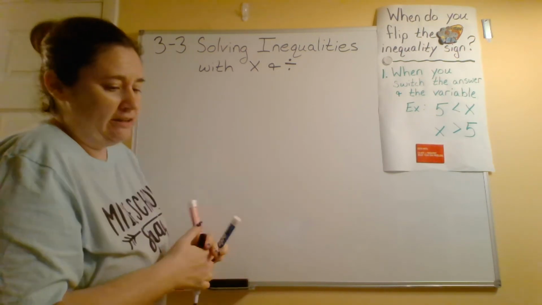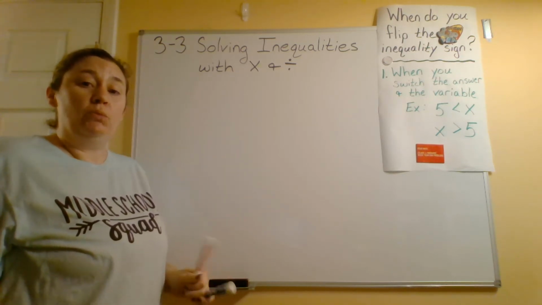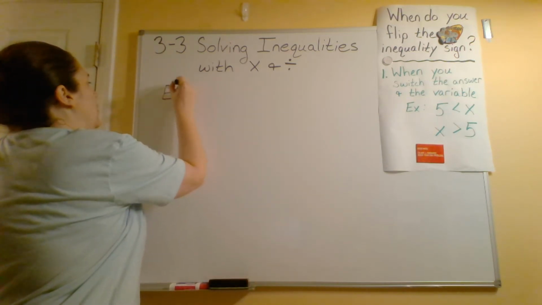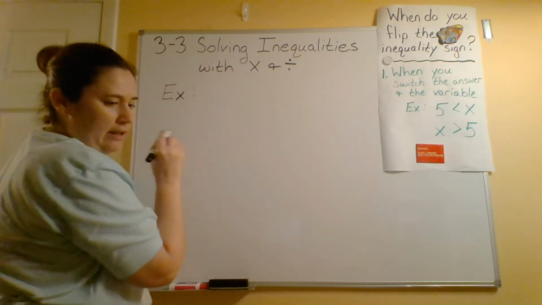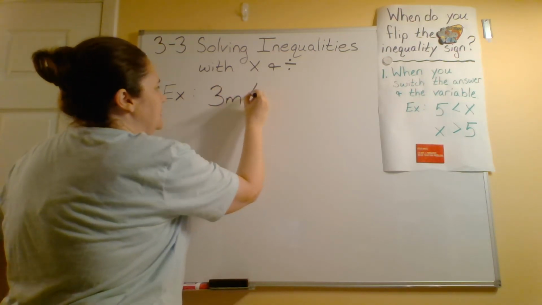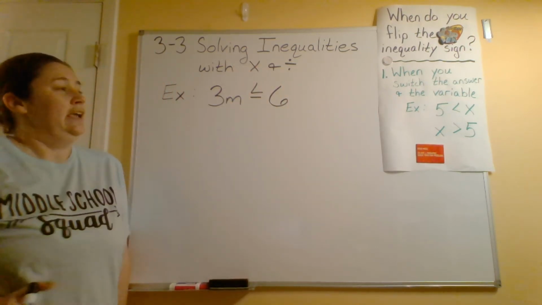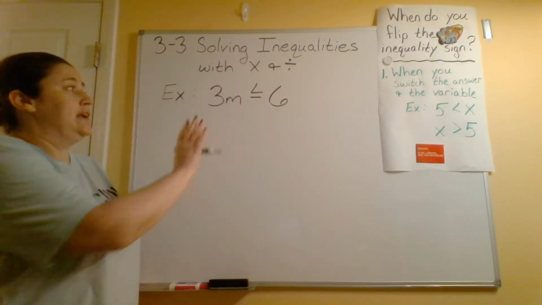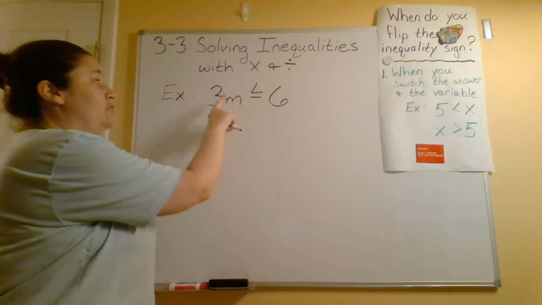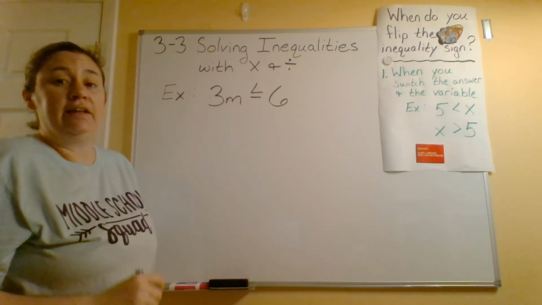We're going to solve inequalities that involve multiplication and division. These are still going to be one-step problems, so they're not going to be very hard. Let's do one like this. 3m is less than or equal to 6. If this were an equation, if it said 3m equals 6, then you would ask yourself, what's being done to the variable? Do the opposite to both sides and get your answer.